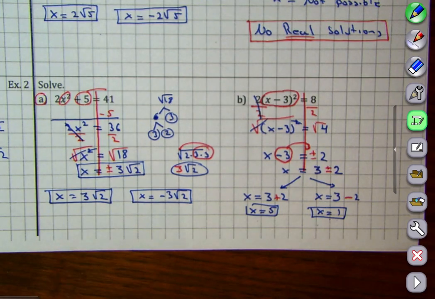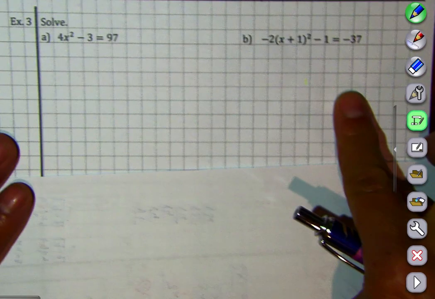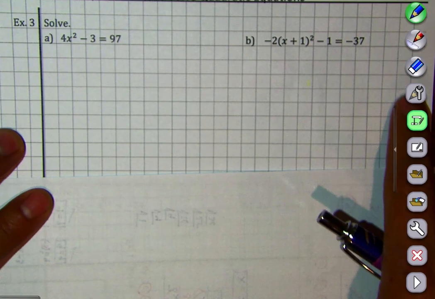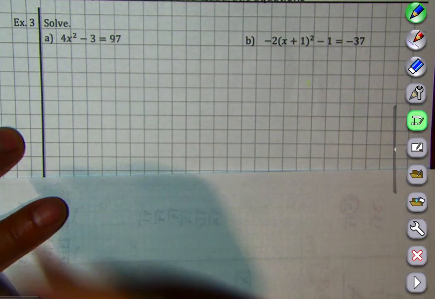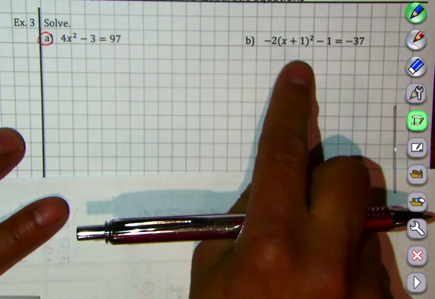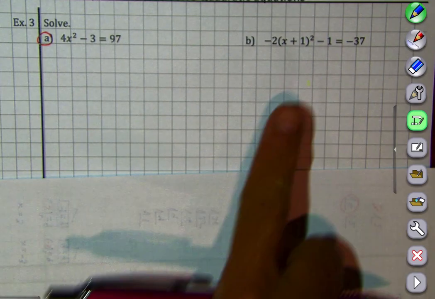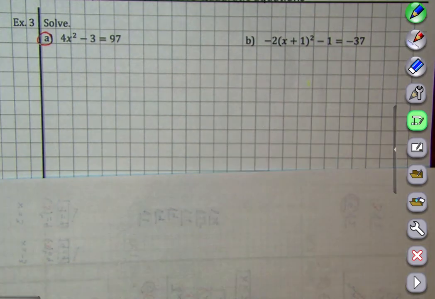Let's go to example number 3. On example number 3, you should be able to do letter A by yourself. So try letter A, and then we'll continue. We'll do letter B. It's slightly different, a little more challenging. Or see if you can do letter B as well. Go ahead and pause it, and then we'll go through the solutions.